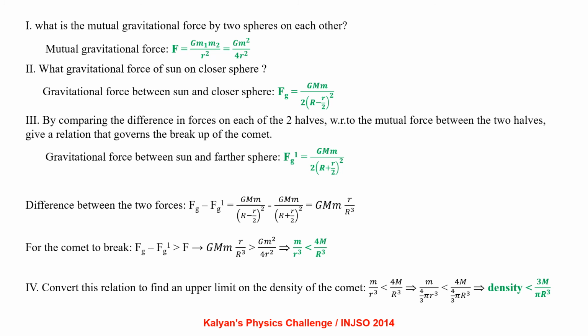By comparing the difference in forces on each of the two halves with respect to mutual force between the two halves, give a relation that governs the breakup of the comet. Gravitational force between Sun and farther sphere is Fg dash equals G times capital M small m by 2 into R plus r by 2 whole square.